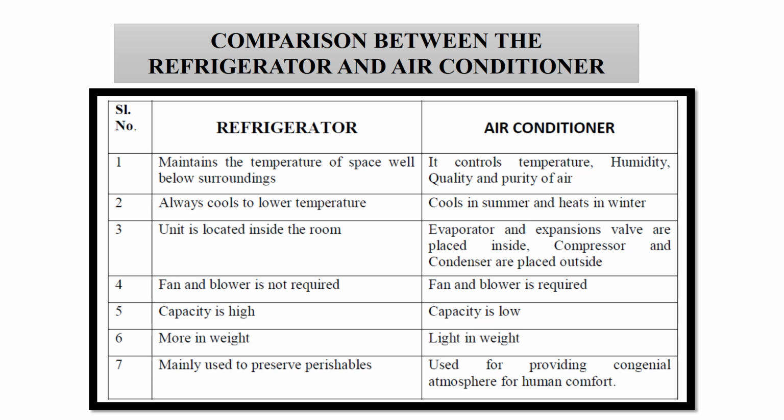In the refrigerator you do not require any fan or blower, but in air conditioning you do. Refrigerator capacity is very high and air conditioner capacity is very low, with more weight and less weight respectively. The refrigerator is mainly used for perishables, but air conditioning is for a congenial atmosphere for human comfort. So this is about your refrigerator and air conditioning. EME Module 3, Part Unit 2.